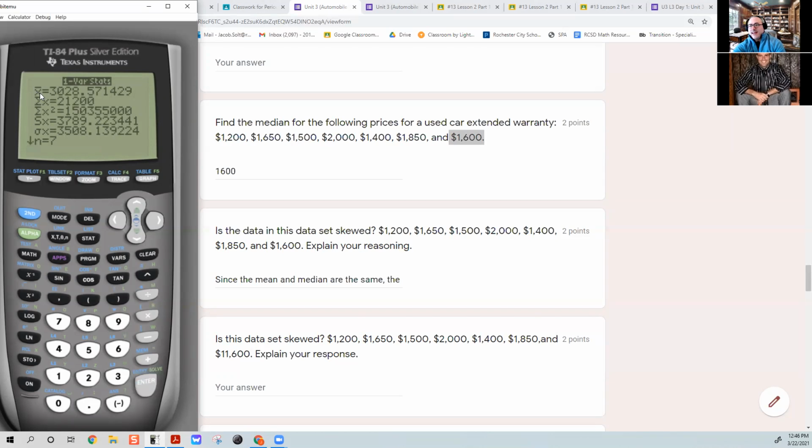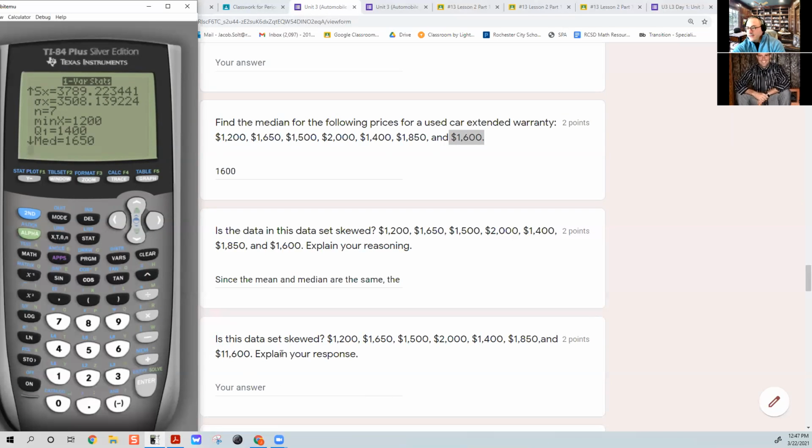This symbol right here is called X bar. It stands for average or mean. All right, so this is my mean right here. My new mean is $3,028.57. Wow. And my median is 1,650 now. So my median has only gone up by 50 by changing that one number here.